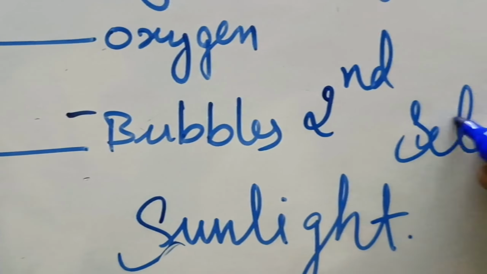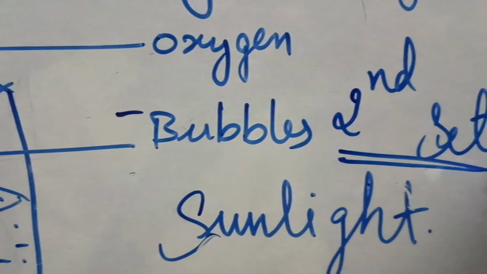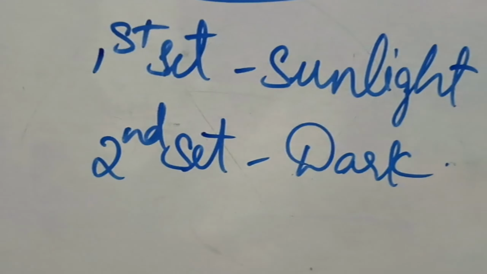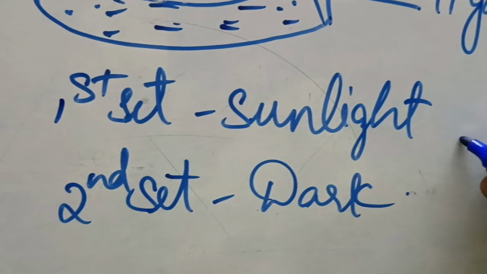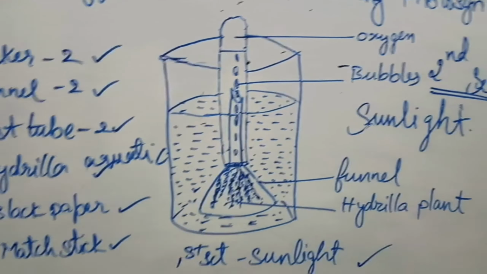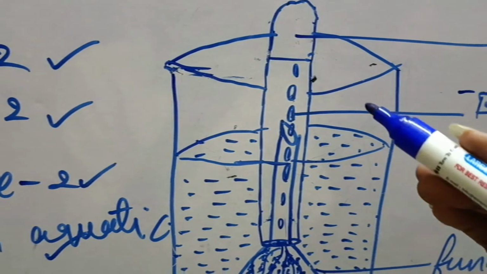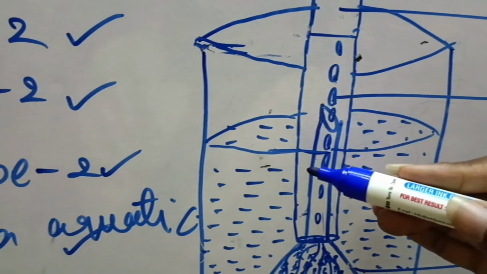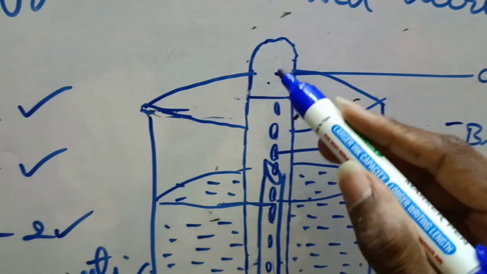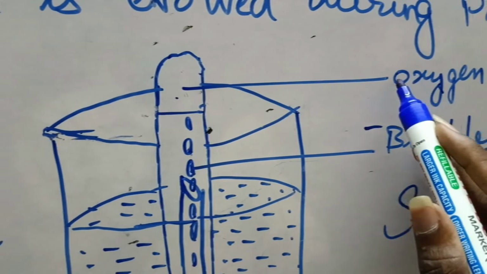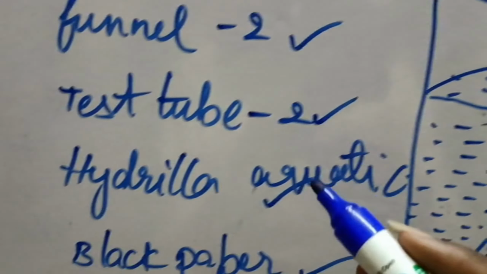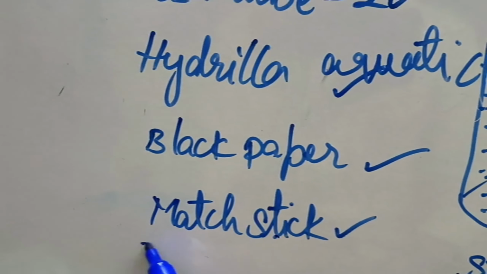Actually, we have to make two sets, because we are going to test one set in the sunlight and the other in the shade. The first set is kept in the sunlight and the second set is kept in the dark by covering it with black paper. After leaving it, we observe that bubbles have formed from the hydrilla twigs in the funnel and collected in the test tube, and the water in it decreases.